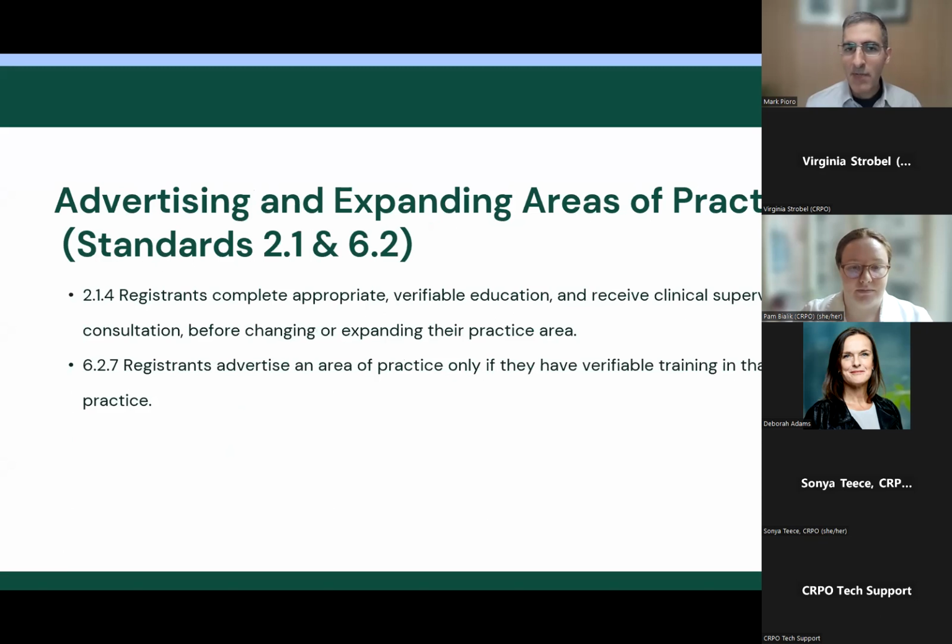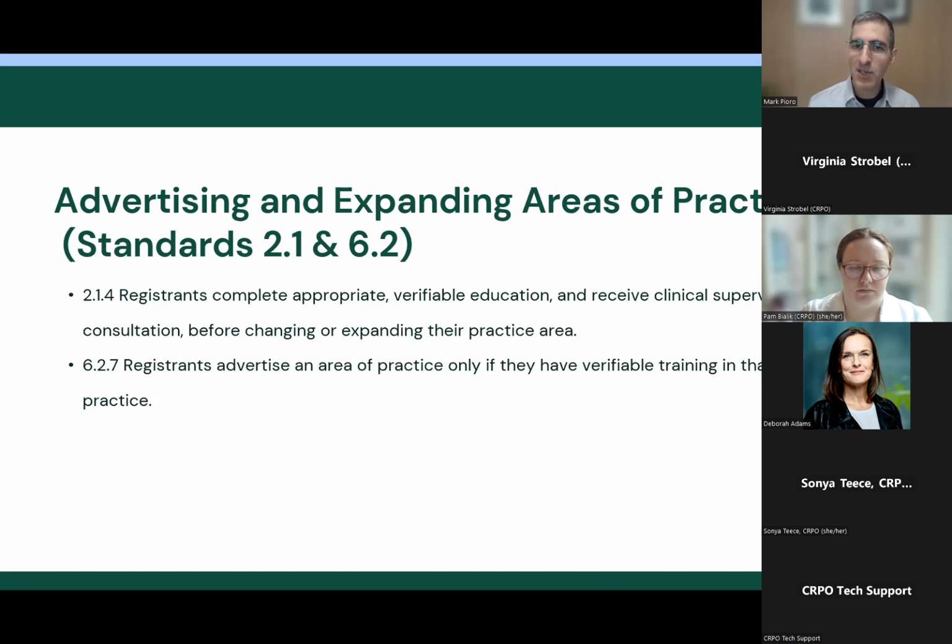The next highlight we want to cover involves advertising and expanding one's areas of practice. Revised Standard 2.1 distinguishes between, on one hand, encountering a difficult client or issue within one's area of practice, and on the other hand, changing or expanding one's practice area. Regarding the latter, Standard 2.1.4 now says, "Registrants complete appropriate verifiable education and receive clinical supervision or consultation before changing or expanding their practice area." Several of the terms in that sentence are defined, so you may want to refer to those definitions.